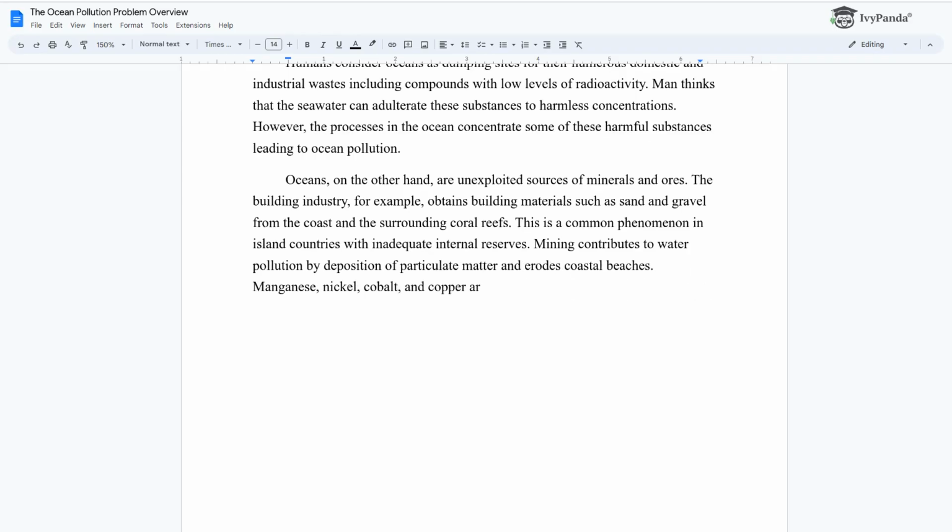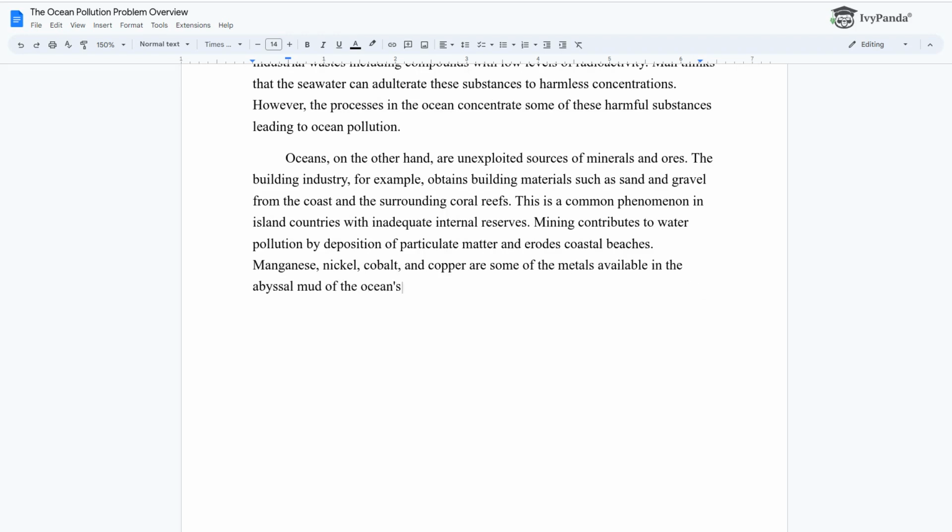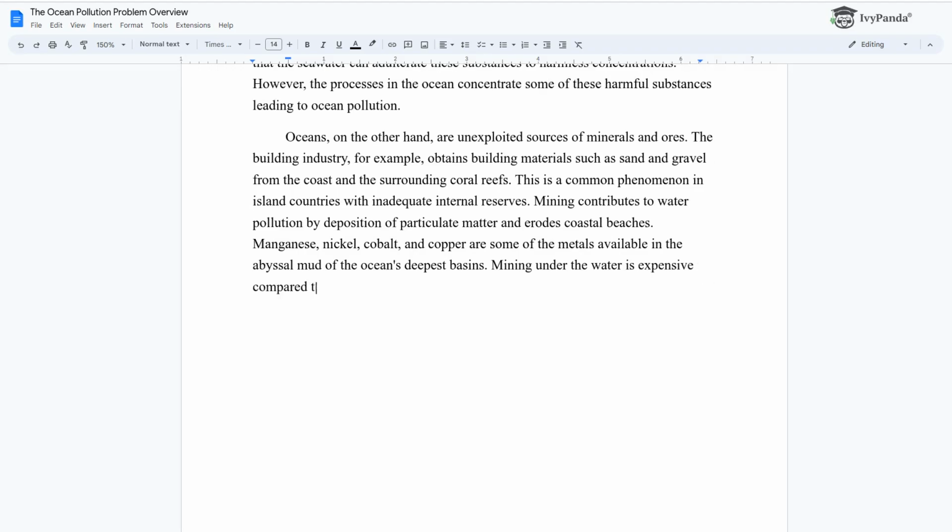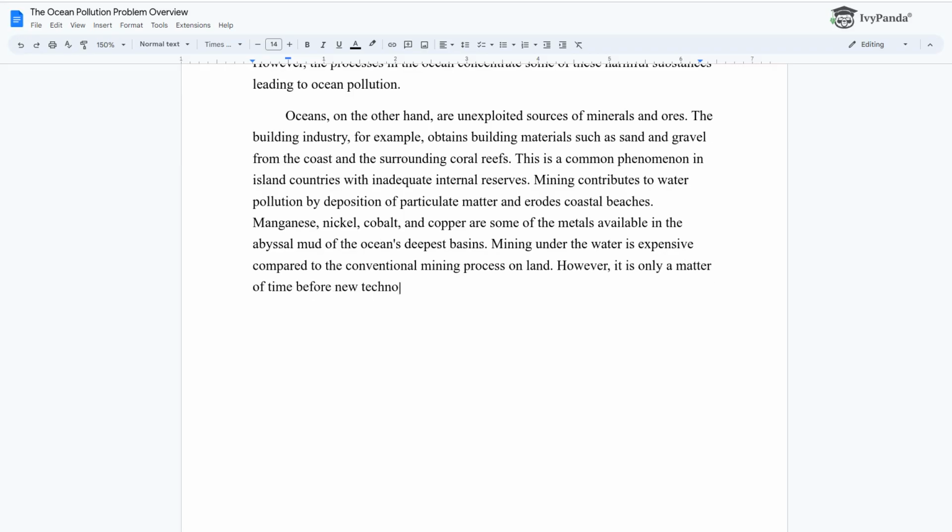Manganese, nickel, cobalt, and copper are some of the metals available in the abyssal mud of the ocean's deepest basins. Mining under the water is expensive compared to the conventional mining process on land. However, it is only a matter of time before new technology in mining under the water comes up.